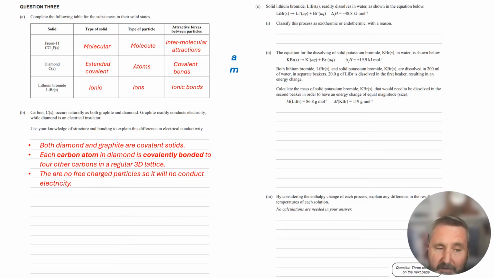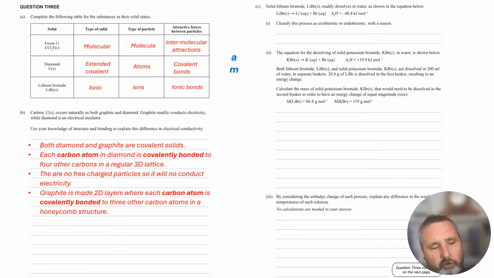Now graphite is an exception. It's a two-dimensional layer or two-dimensional lattice where each carbon atom is covalently bonded to 3 other carbon atoms. That means that one of the electrons is not used in bonding, and that's going to give it free electrons. We'll go over that in a second. Bonded to 3 other carbon atoms, you can say it's in a hexagon structure or honeycomb structure.